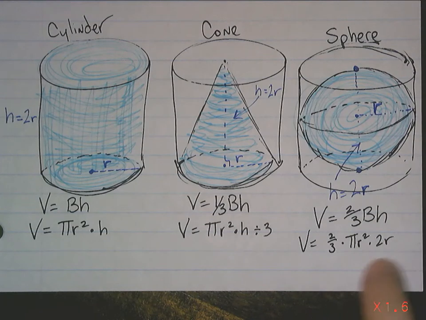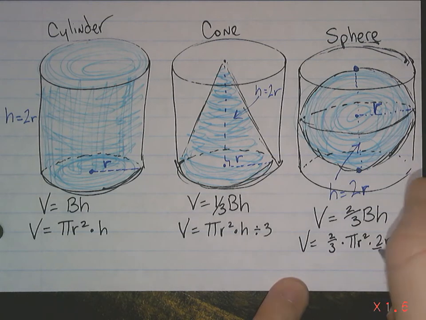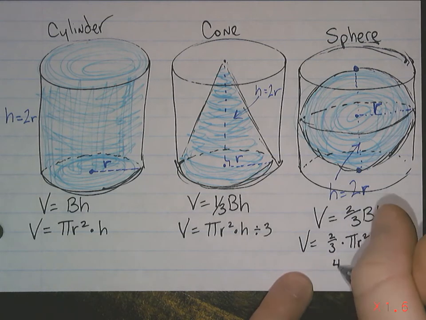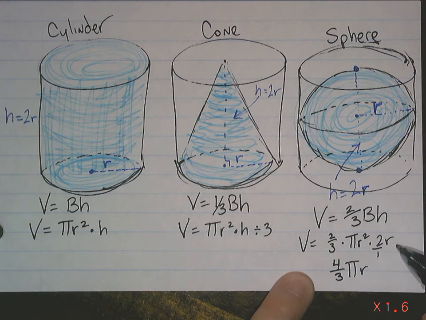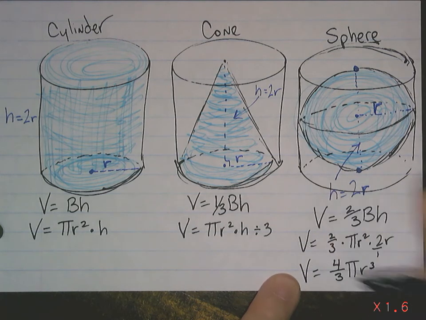Now, combine like terms, so 2/3 times 2, which is 2/3 times 2 over 1. It's going to become 4/3. Then you have pi r, and then r squared times r is r to the 3rd power. And that's where it comes from.